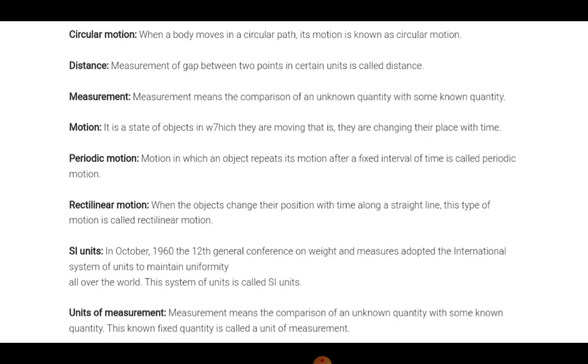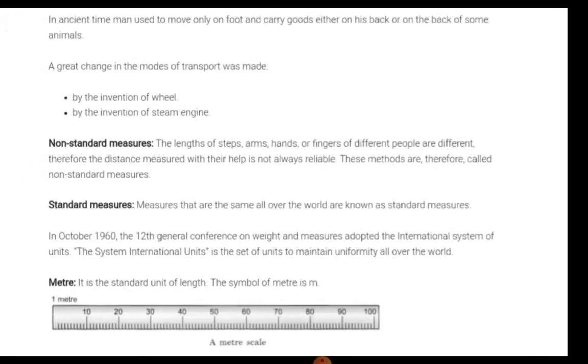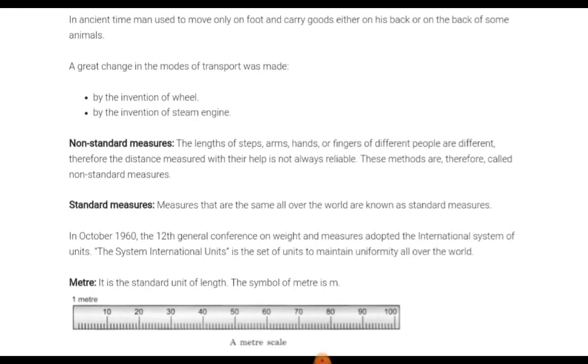And what are the SI units? So in October 1960, the 12th General Conference on Weights and Measures adopted the international system of units to maintain a uniformity, that is, to maintain the same value everywhere in the world. So this system of units is called SI units. Now what are the units of measurement? So measurement means the comparison of an unknown quantity with some known quantity. This we already know, and this known fixed quantity is called the unit of measurement. In ancient times, man used to move only on foot and carry goods. That was all we have discussed, and this is all that you need to learn.